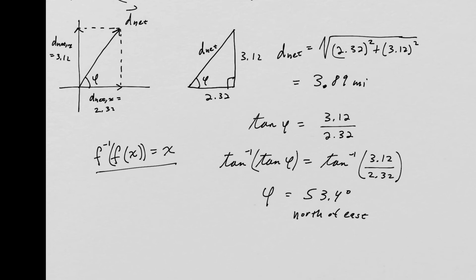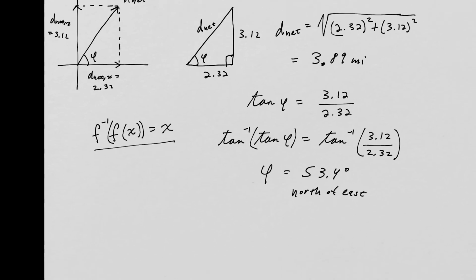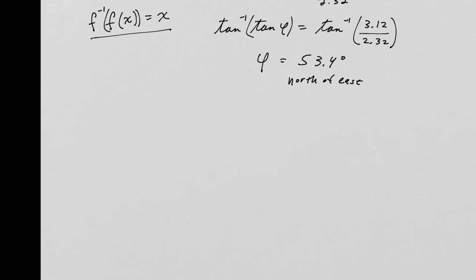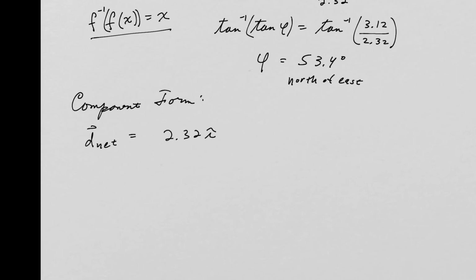So basically, we have our answer in component form and in polar form, right? In component form, that was the i hat and j hat, right? So we know d net was 2.32 i hat plus 3.12 j hat miles.